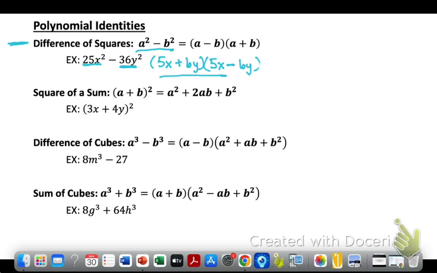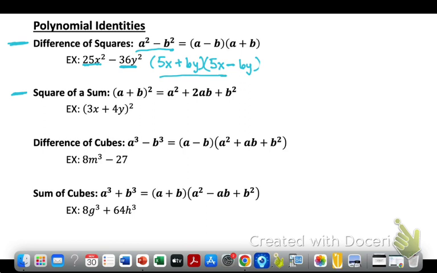Okay, write sum of cubes. Square of a sum? Yeah, square the sums. Yep, that's what. I never called it by a name. It's weird. Square the sums.